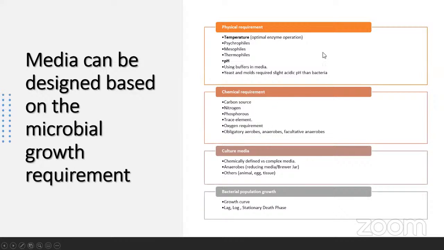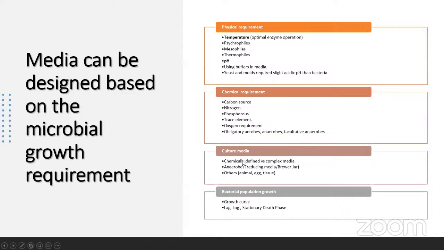In addition to this, we also have to keep an eye on the temperature and the pH in which the organism needs to grow. Having added the chemical requirements, we then need to add buffers in the system. We need to understand which organism grows at which pH and temperature so that accordingly we can modify the media so that it can allow these microorganisms to grow.